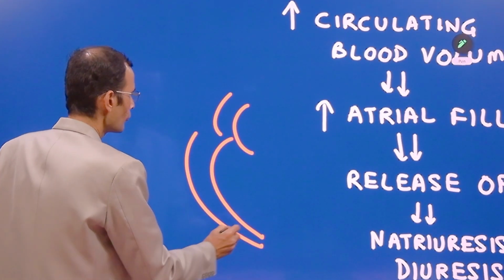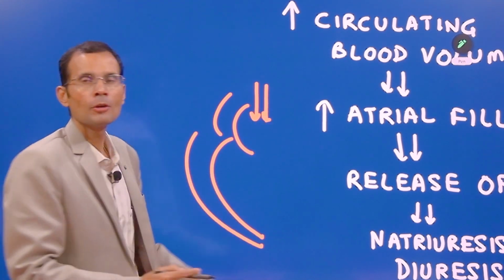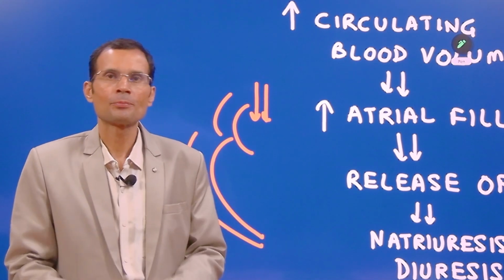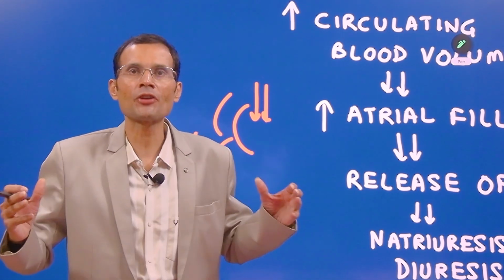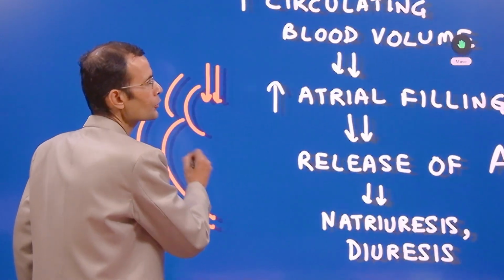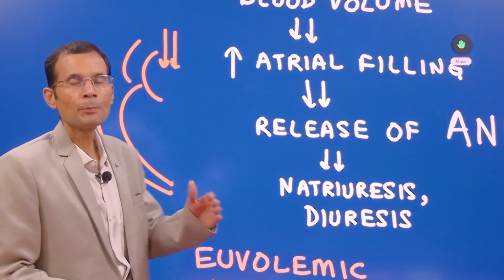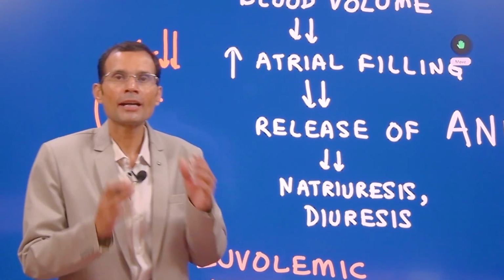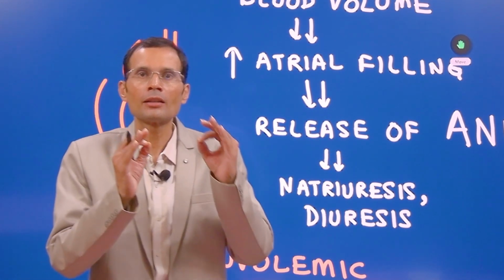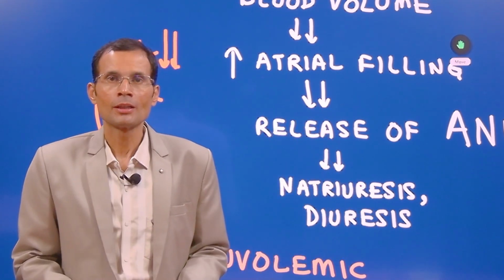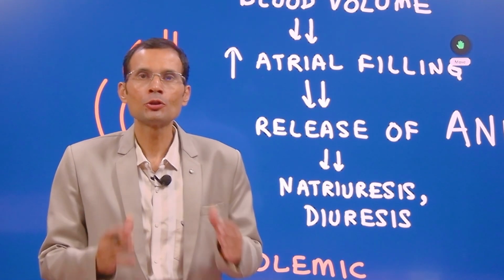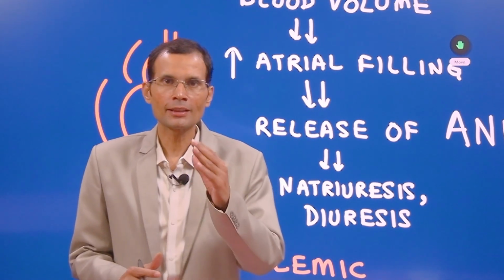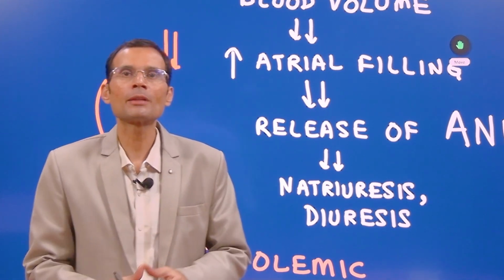Atrial filling will also increase. More and more blood is filling in the atria. So atrial filling will increase and there will be atrial stretch. Atrial musculature is stretched, and because of this stretch, because of this increased volume, there is release of ANP, atrial natriuretic peptide. This is an attempt to compensate for the excessive ADH. Look, let me just explain this concept a little further.